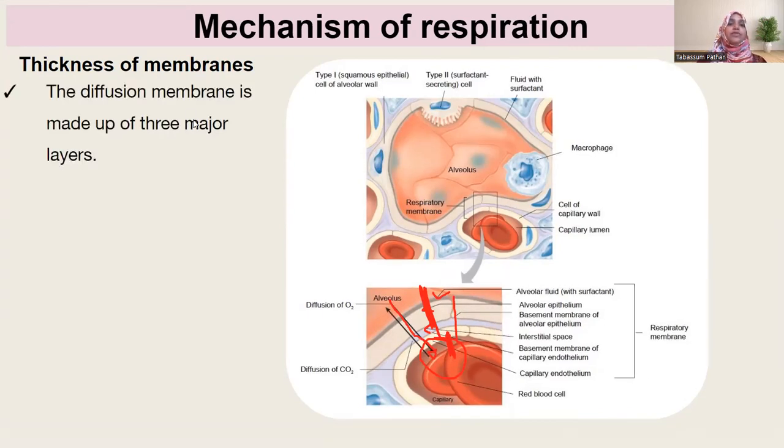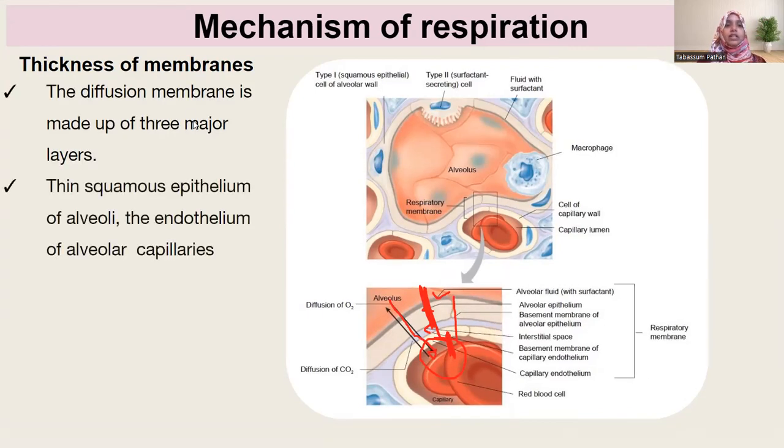So the diffusion membrane is made up of three major layers: the thin squamous epithelium of the alveoli, the endothelium of the alveolar capillary, and the basement substance in between them. Let's just mark this out. Take another color.